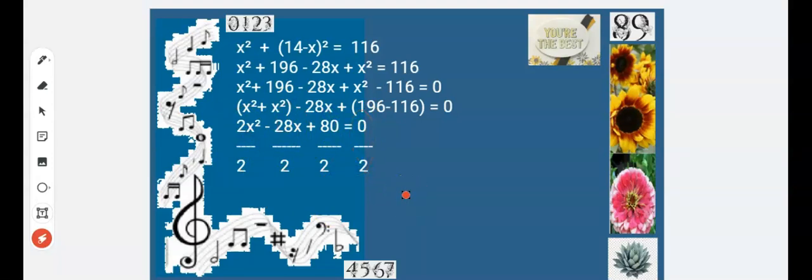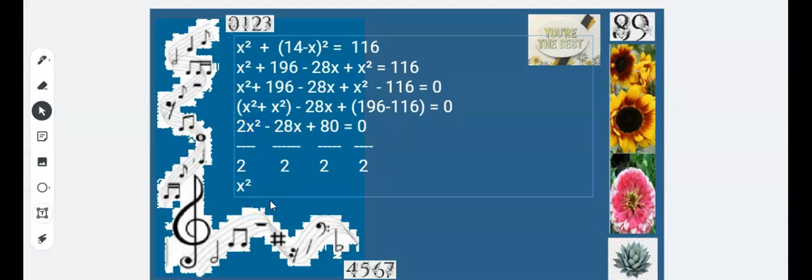Do this in your seats and raise your tickets once done. Now, it's time to divide the numerical coefficients by 2. So 2 divided by 2 is 1. Okay, 1 times x squared is x squared.